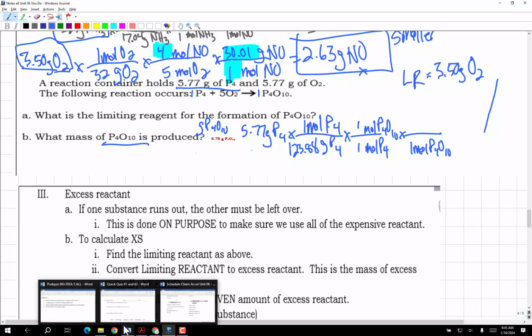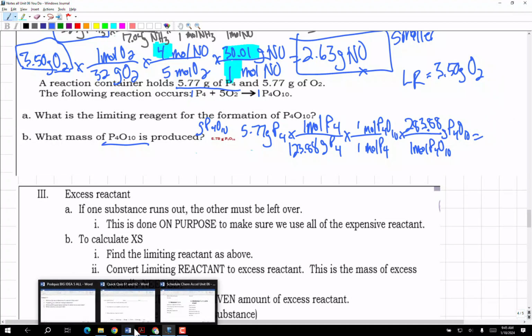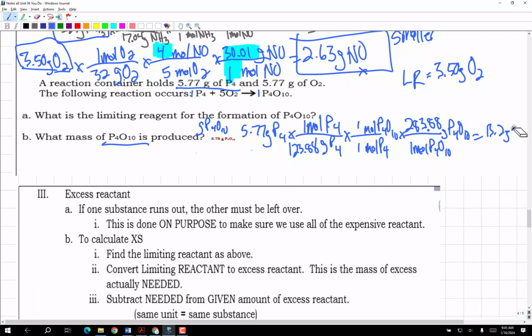So 4 phosphoruses are 123.88 plus 10 oxygens, 16 times 10. Why did I put that in there? Plus 160, so 283.88. And that's going to be 5.77 divided by 123.88 times 283.88 equals 13.2. So 13.2. Now I'm going to do the same thing for my O2.